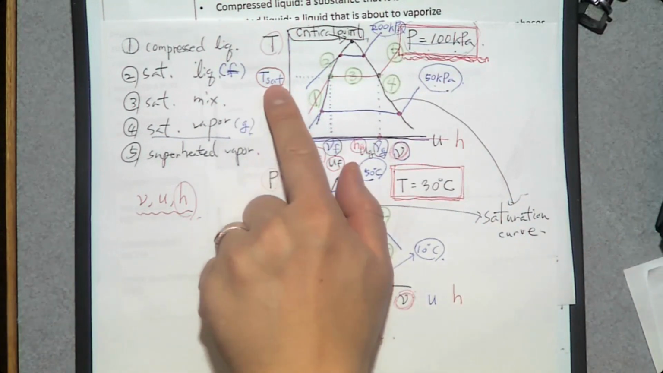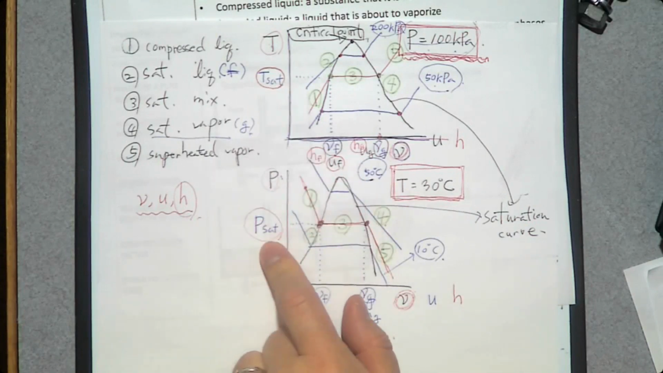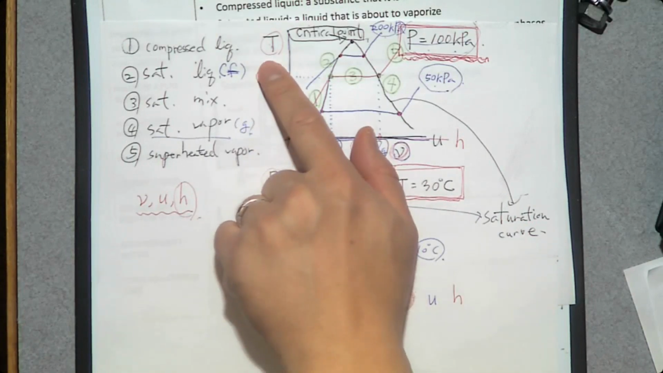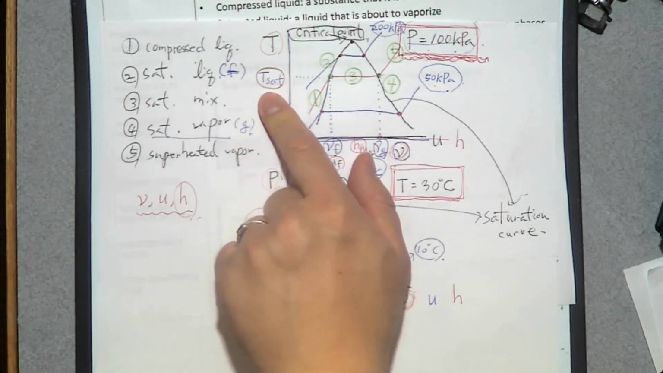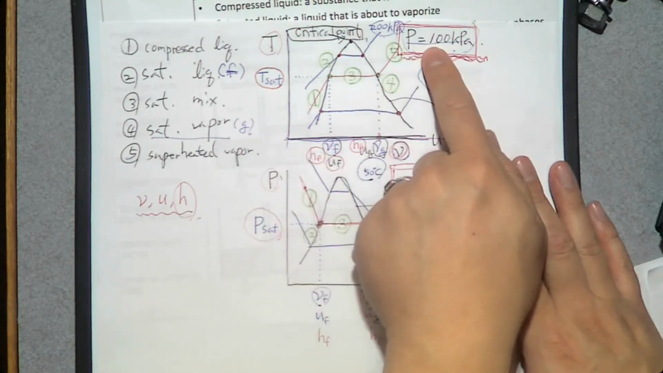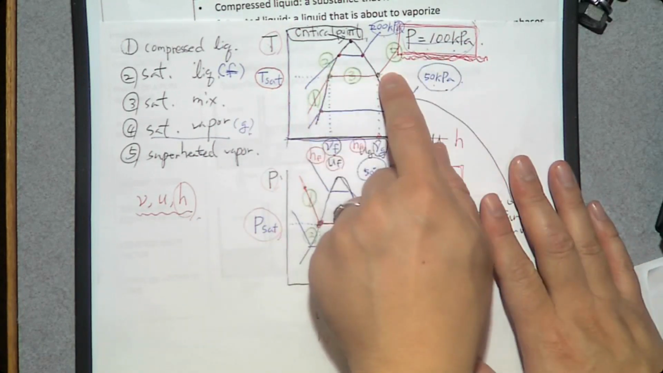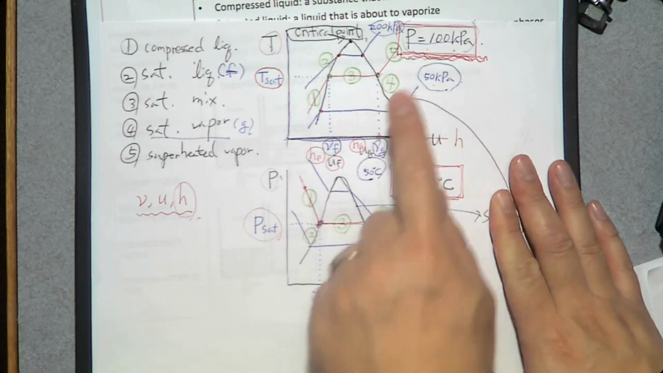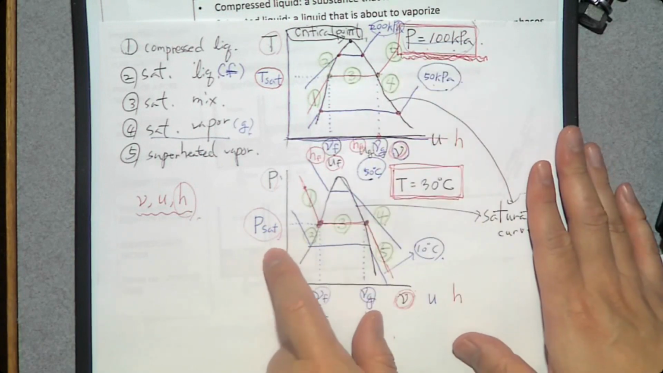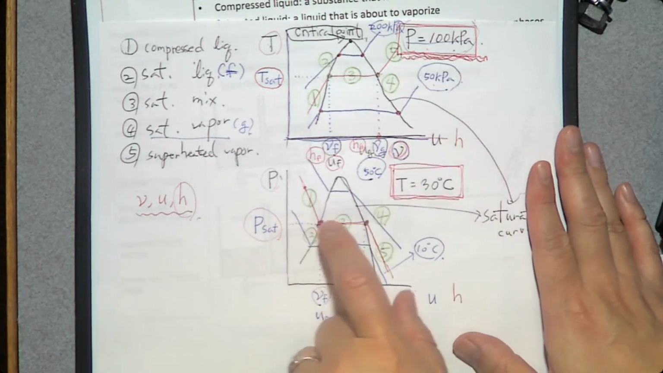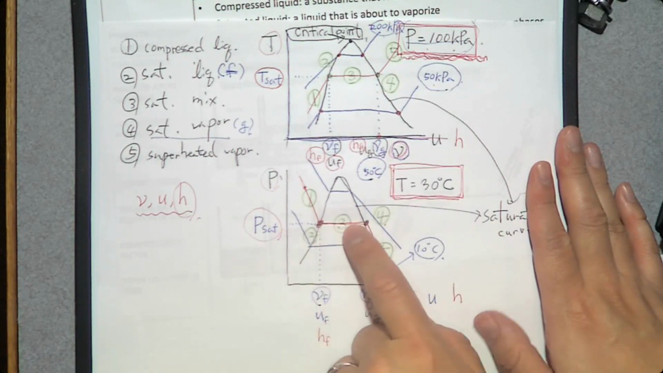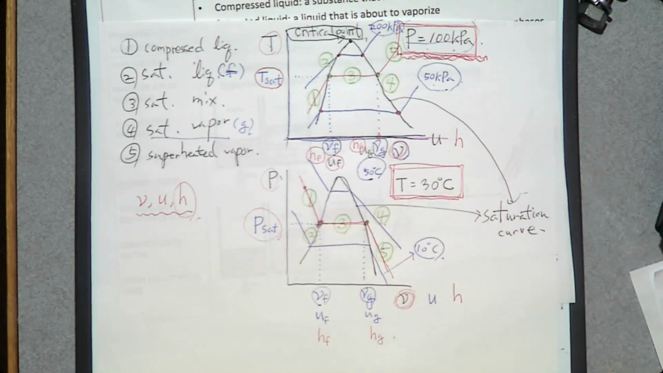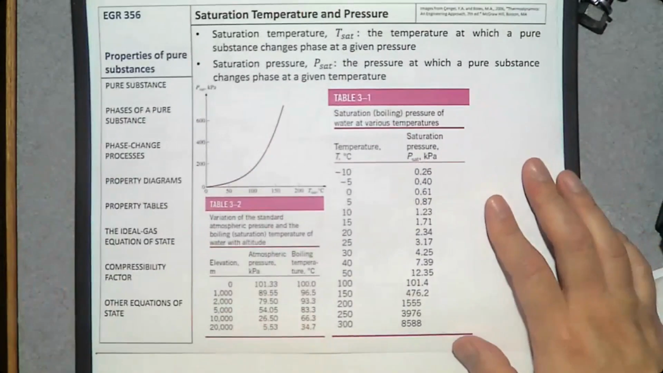So let's talk about Tsat and Psat: saturation temperature and saturation pressure. This saturation temperature is the temperature when a system undergoes phase change at a given pressure. This Psat is the saturation pressure, the pressure when a system undergoes a phase change at a given temperature.